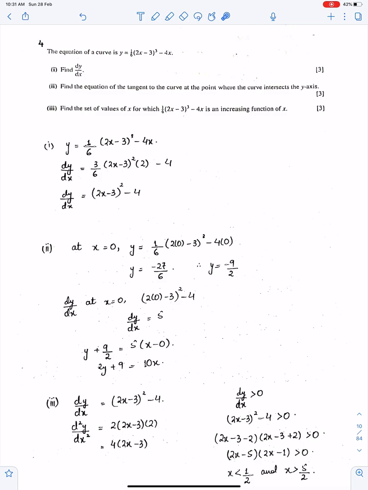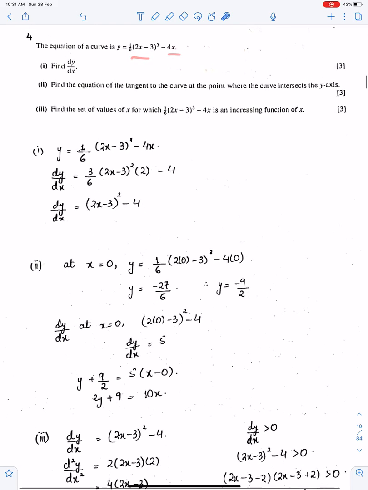Question number 4. Find dy upon dx. So this is simple. You can just differentiate this. This is the composite algebraic function and this is the simple algebraic function. So this is the differential of this equation.